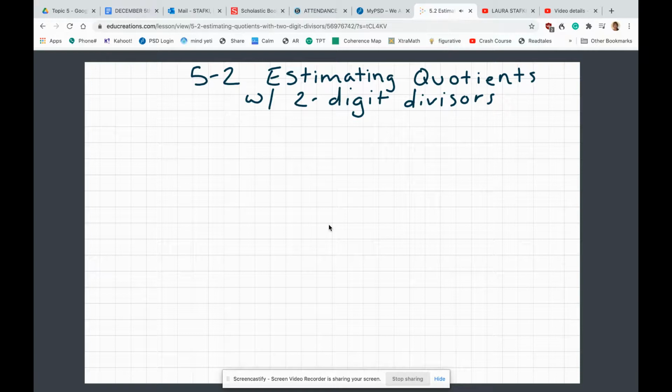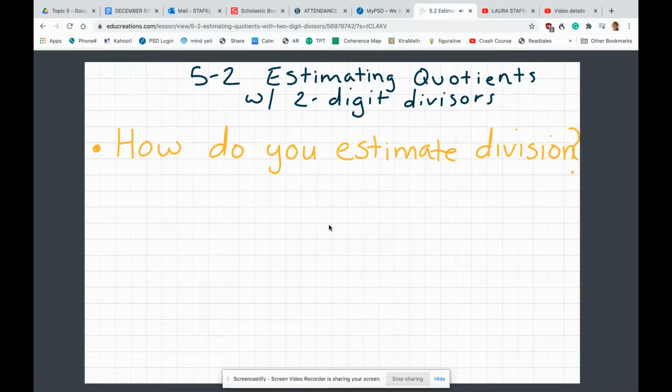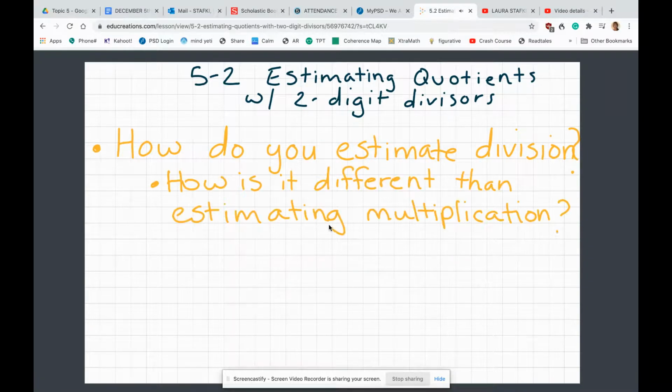Today, we're going to be estimating quotients with two-digit divisors. And I want you to think about the question, how do you estimate division problems? So pause your video, and you're going to think about that and get ready to write out your answer. And as you're thinking about that, ask yourself, how is it different than estimating multiplication? Go ahead and pause your video now.